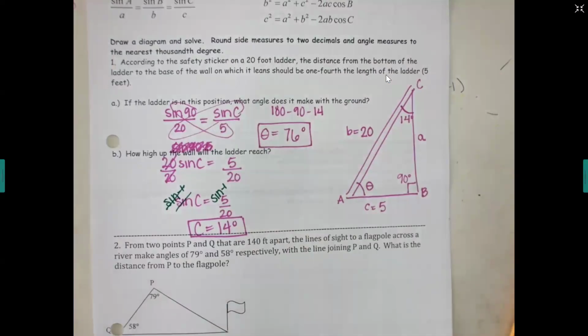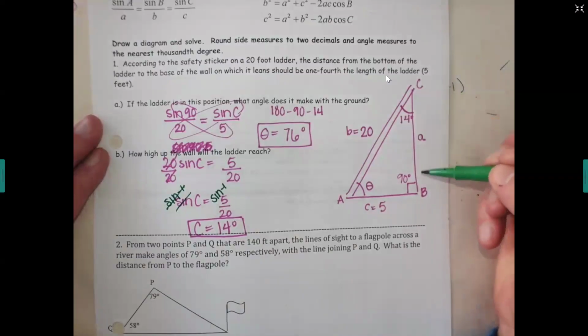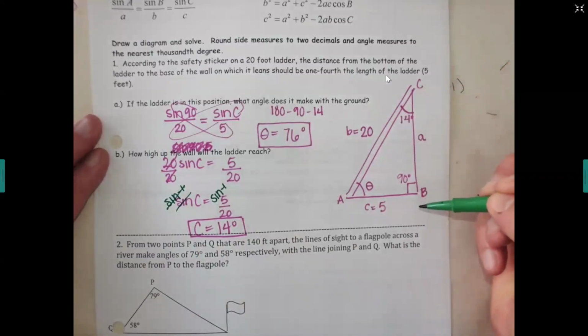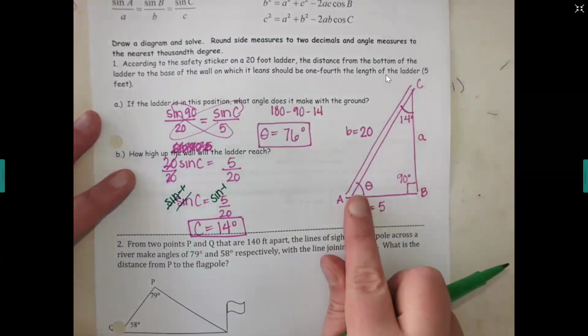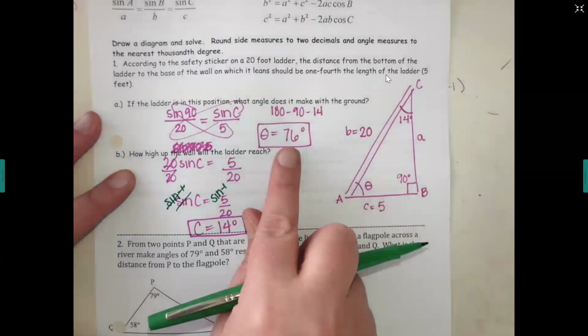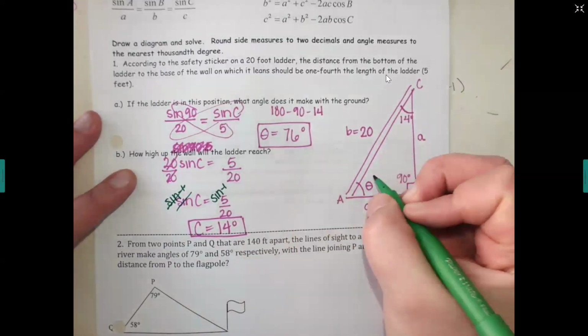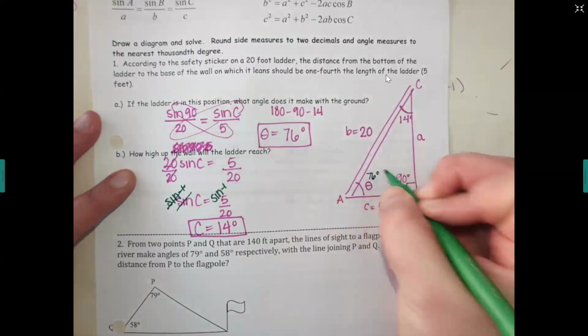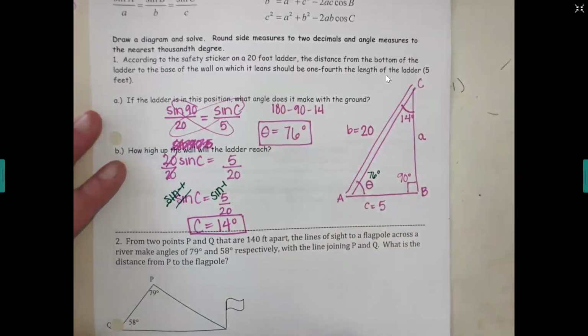Now, part B, I did kind of already scribble over it, but let's go ahead and do it and I'll write in a different color. It says, how high up the wall does the ladder reach? That's talking about side A. Okay, so I need to know corner A, but now I know how much is it? 76. So then I can set up another law of sines to find side A.